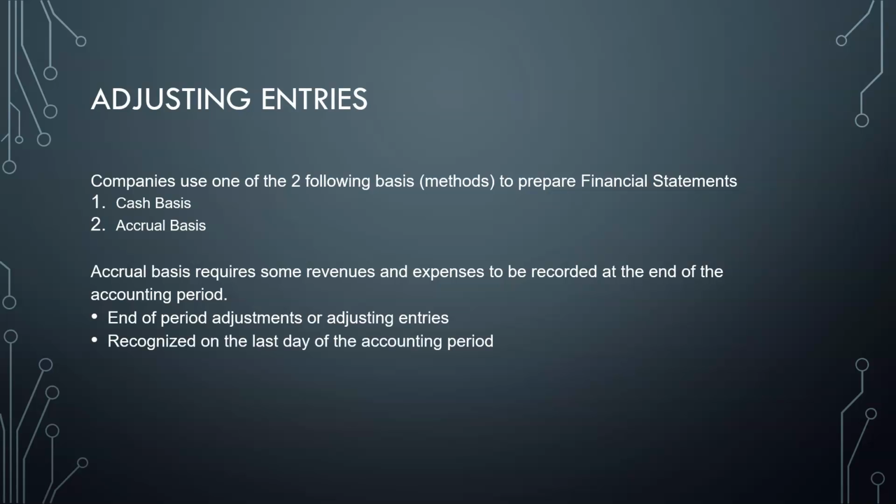These are recognized on the last day of the accounting period. So if we're looking at one year, these will be recorded on December 31st if it's a calendar year company. If it's monthly, it'll be on the last day of the month. There are two types of end-of-period adjustments. There's deferrals and accruals. And let's take a look at what those two are.